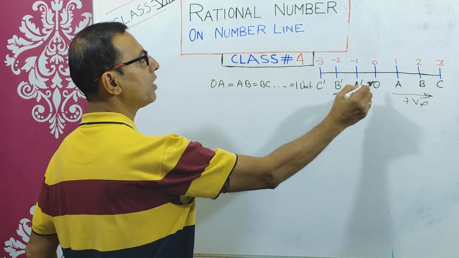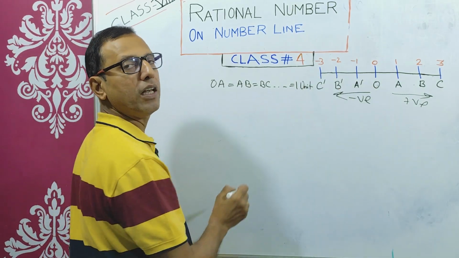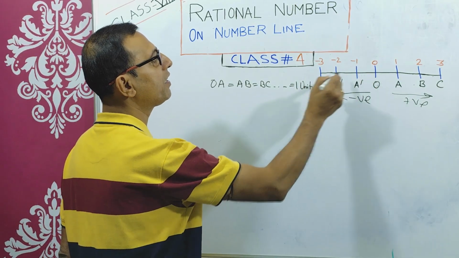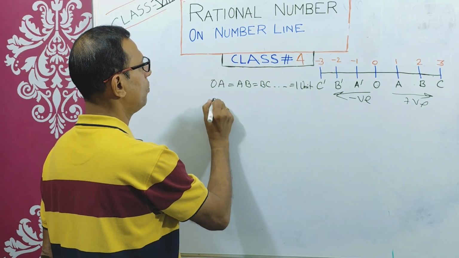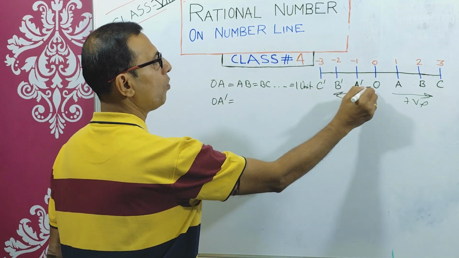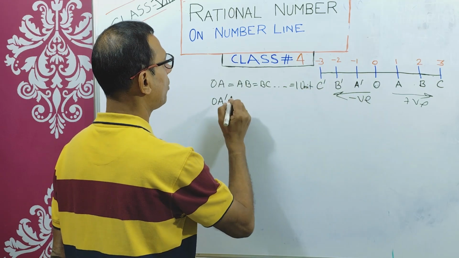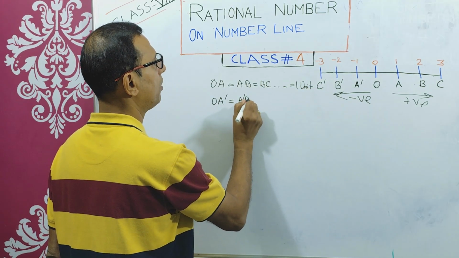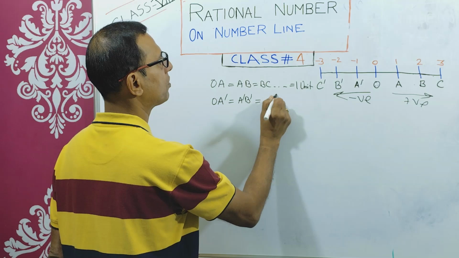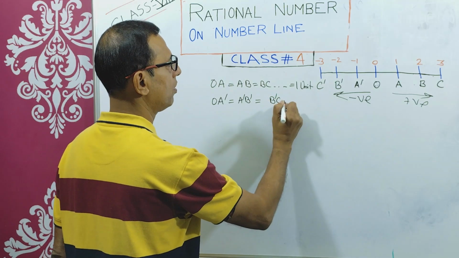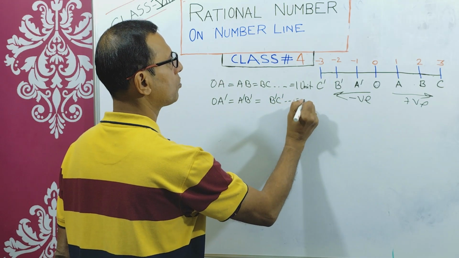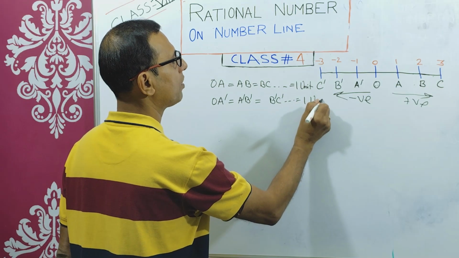And consider the same thing also in the left part of 0, that is, in the negative region. So OA dot equals A dot B dot equals B dot C dot and so on equals 1 unit. You consider this.